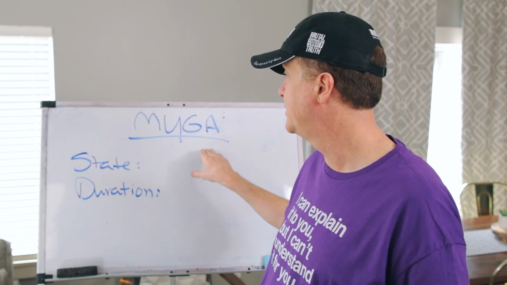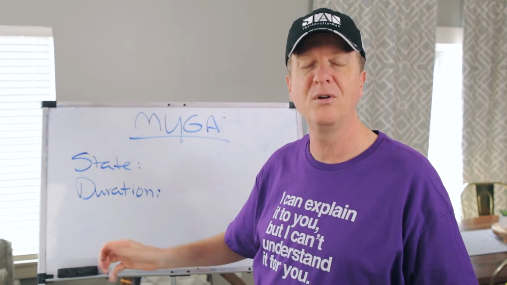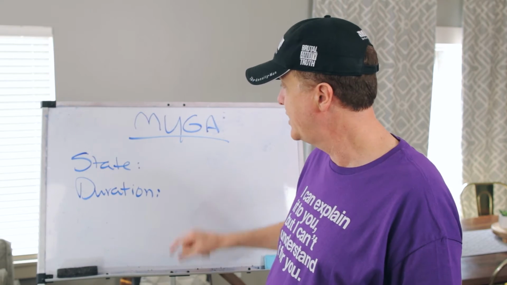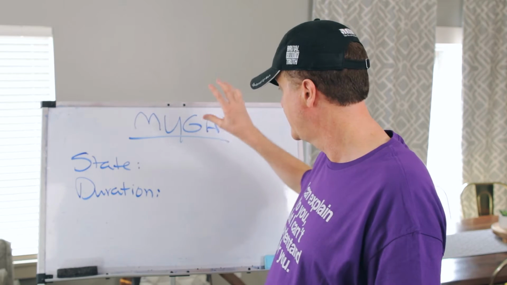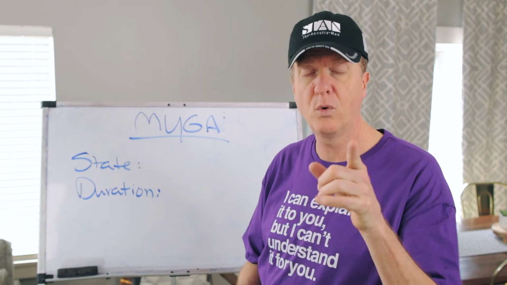So the highest yield that you can get from multi-year guarantee annuities doesn't involve your name. You don't have to put in your name. You don't have to put in your date of birth. You don't have to put any of that. You just put in your state and you put in duration, and then we will list the best yield multi-year guarantee annuities for your specific state.